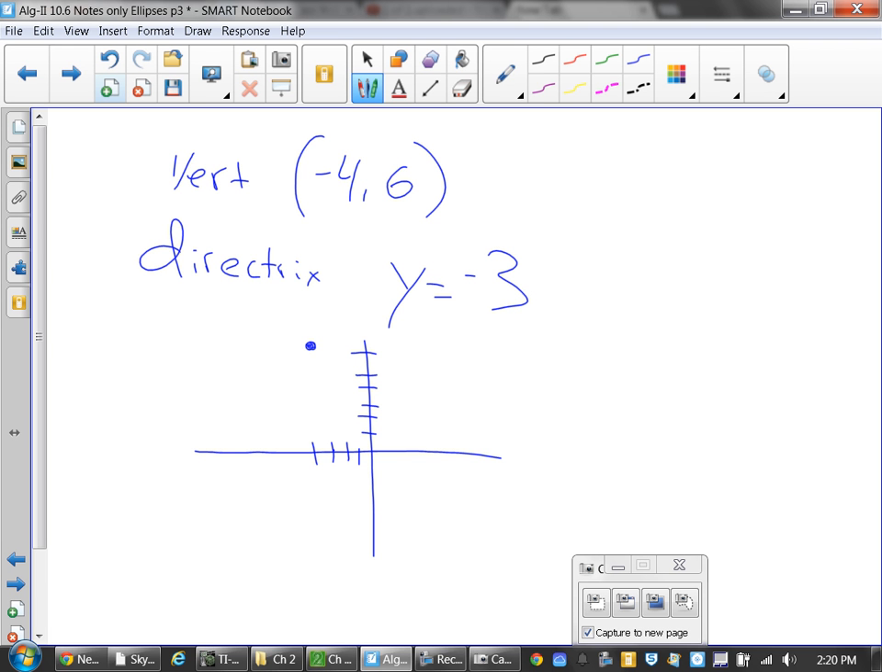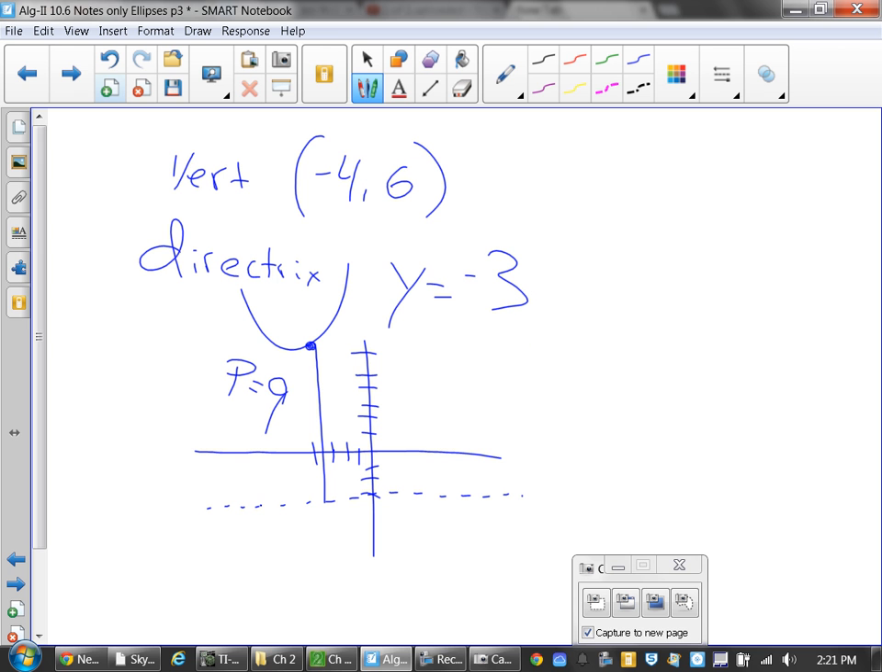Is y equals horizontal or vertical? Horizontal. So it's horizontal through -3. What direction is this going? It's going to go up. So if it's up like a cup, is it an x squared or a y squared? X squared. Now we have to just figure out our p-value. Isn't our p-value the distance from here to here? Just non-negative. So how far are those? 9. So my p-value is 9.